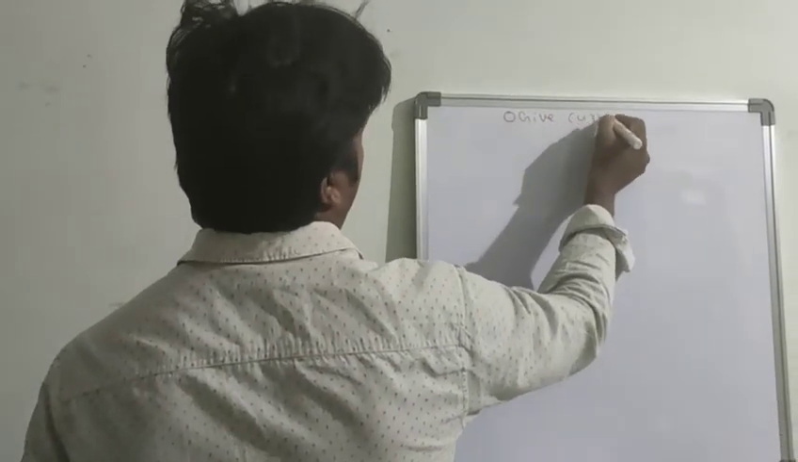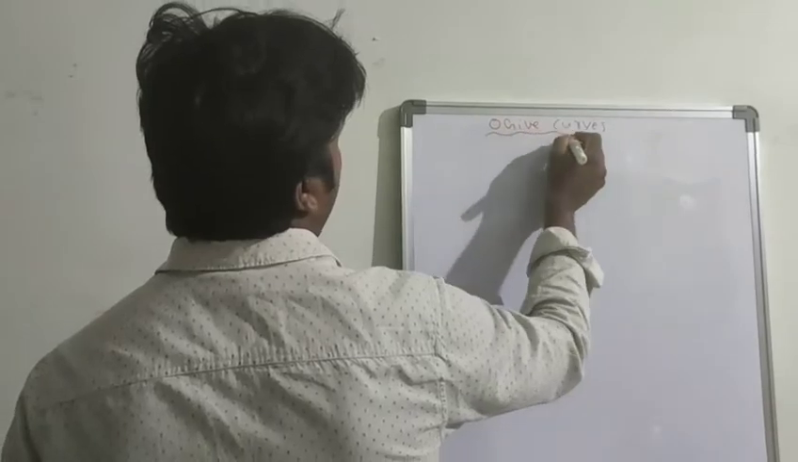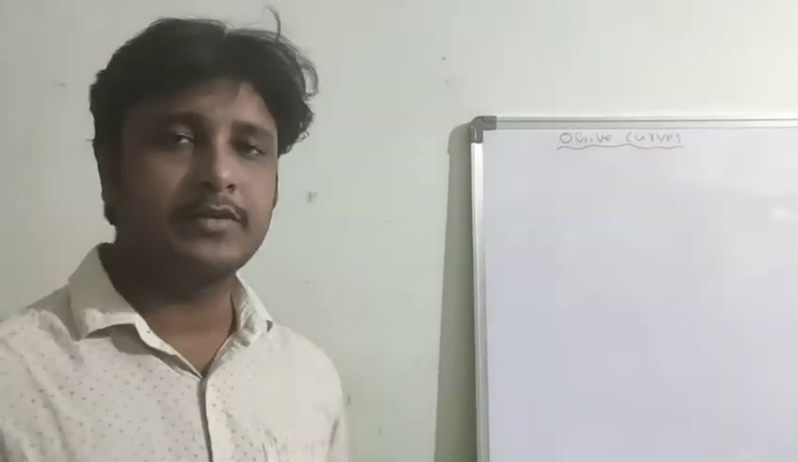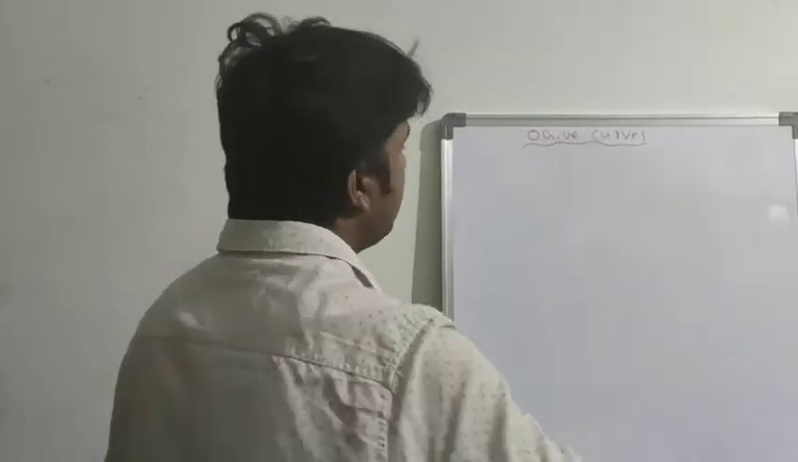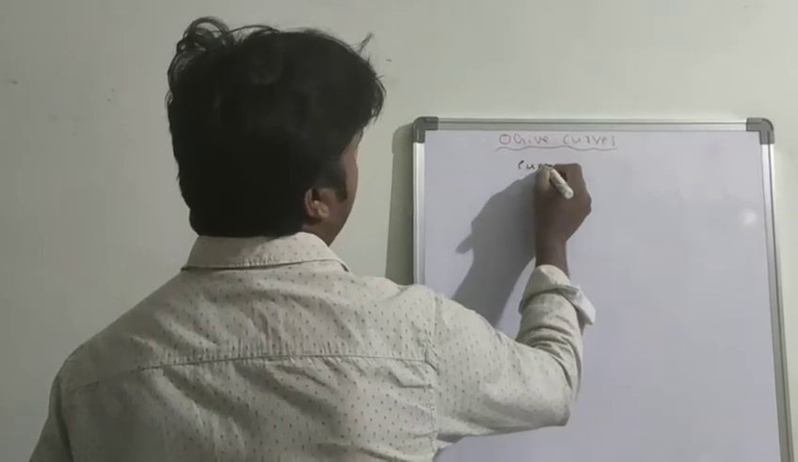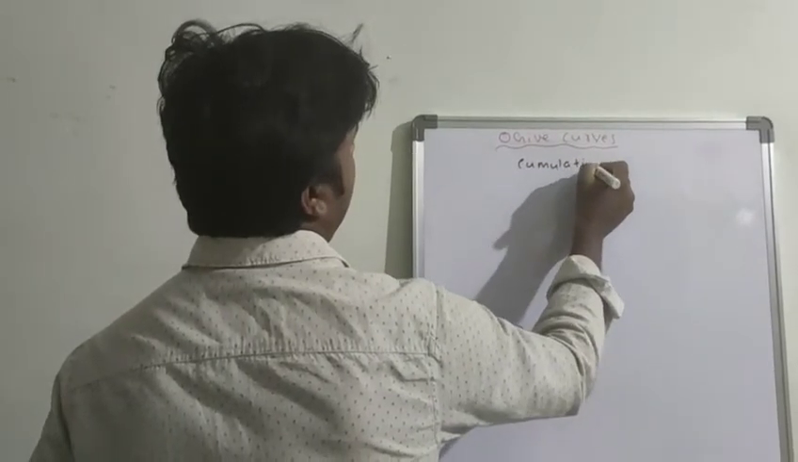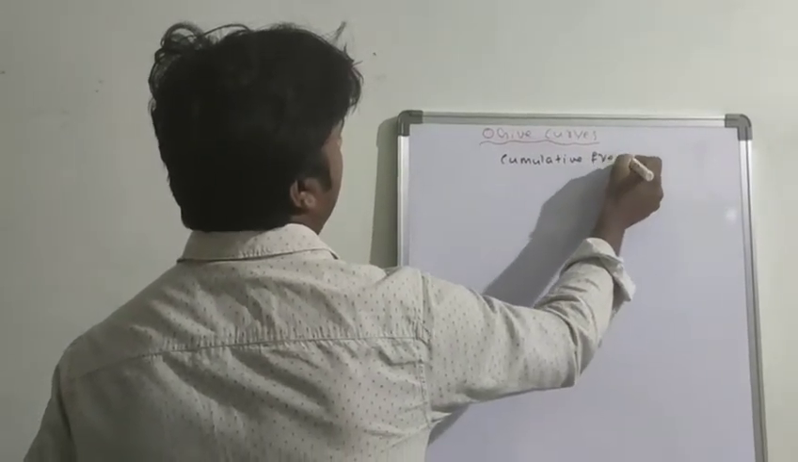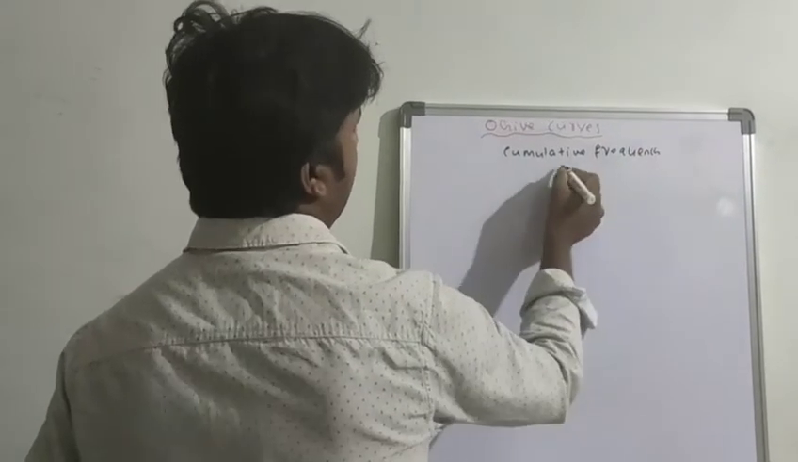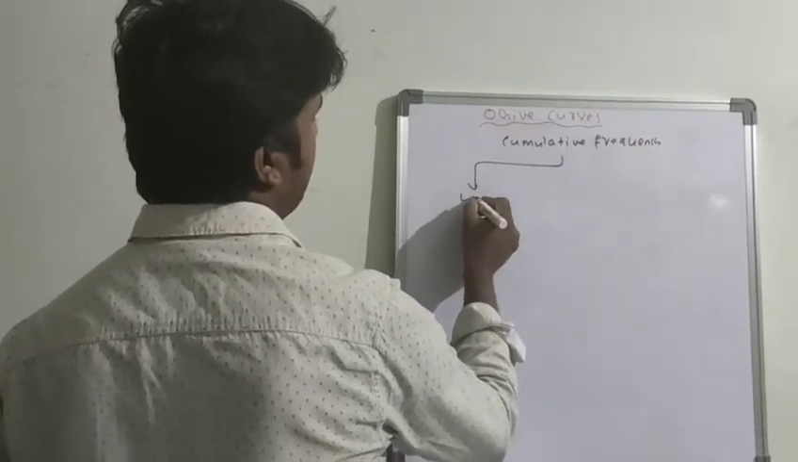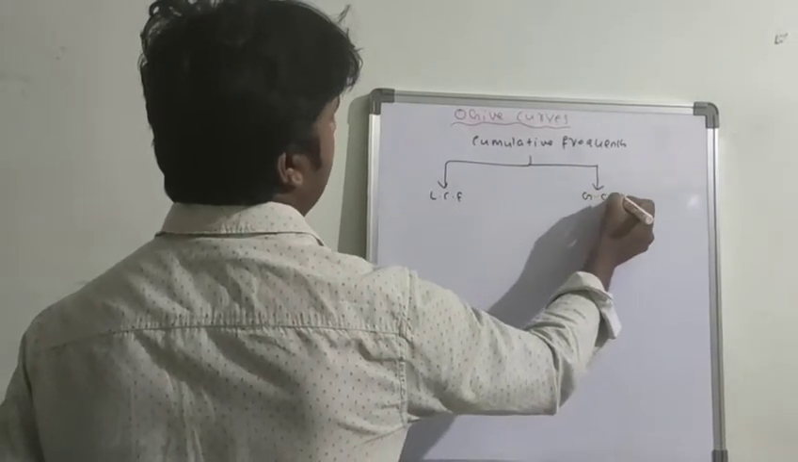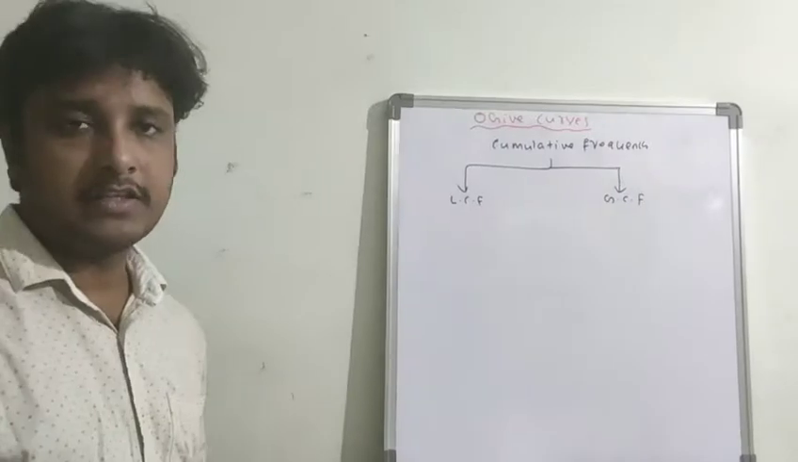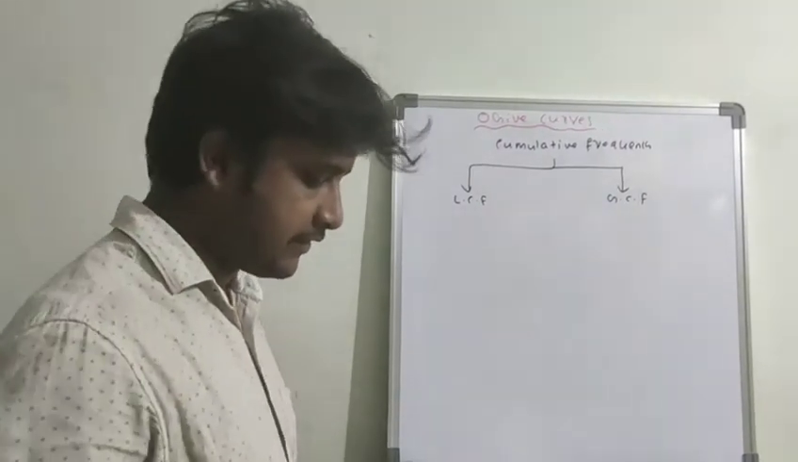Ogives. An ogive is a graphical representation of cumulative frequency. Cumulative frequency is of two types: one is less than cumulative frequency, and the other is greater than cumulative frequency.